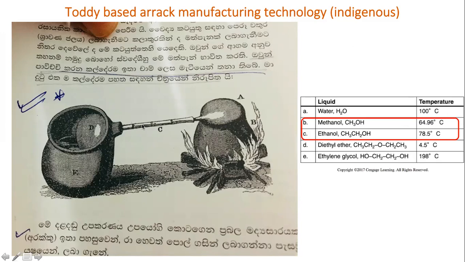The gas will move through this clay tube. Nowadays, currently, they are using a lead coil here, but in indigenous technologies, they used a clay tube. Through this clay tube, as a result of the clay, the gas will cool, and at this end you can collect the ethanol output, right? Then you can consume this.